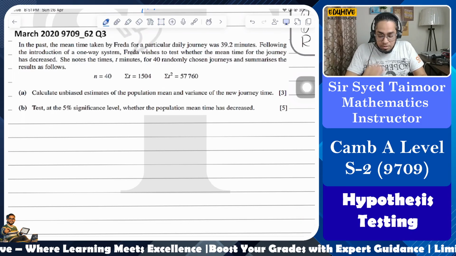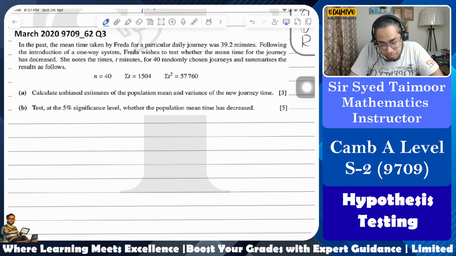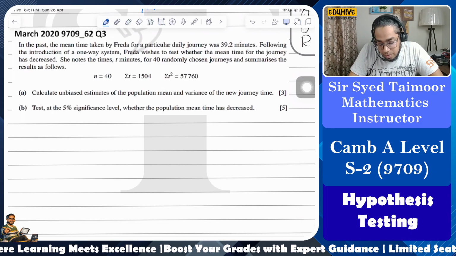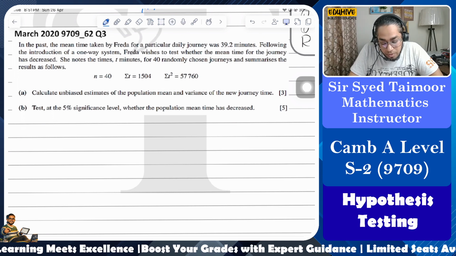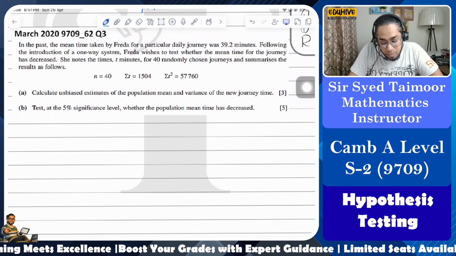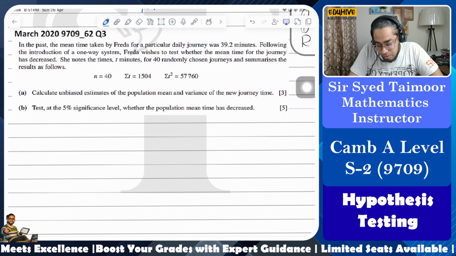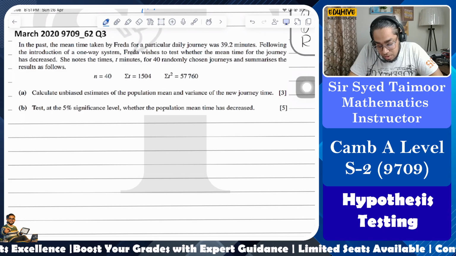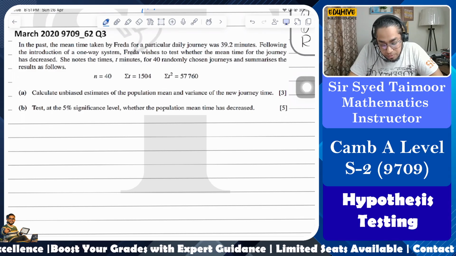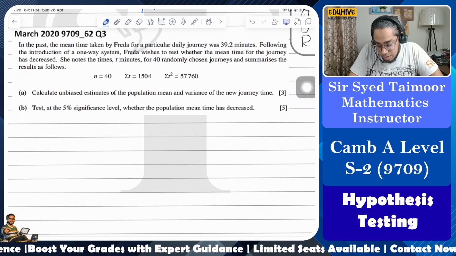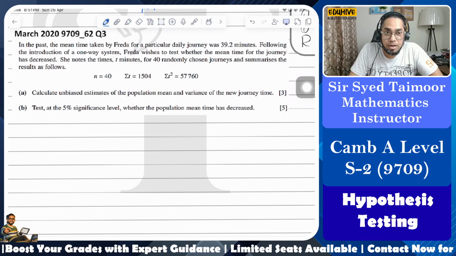So over here, in the past, the mean time taken by Freda for the particular daily journey was 39.2 minutes. Following the introduction of the one-way system, Freda wishes to test whether the mean journey time has decreased. So what are they going to test?